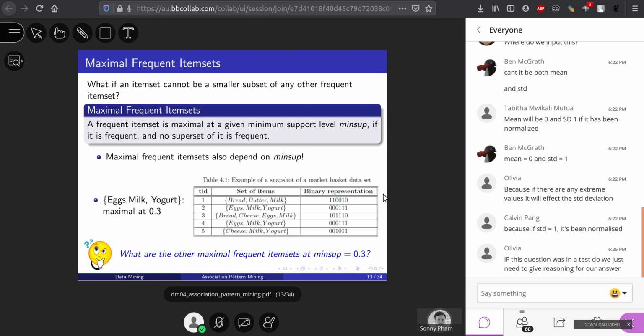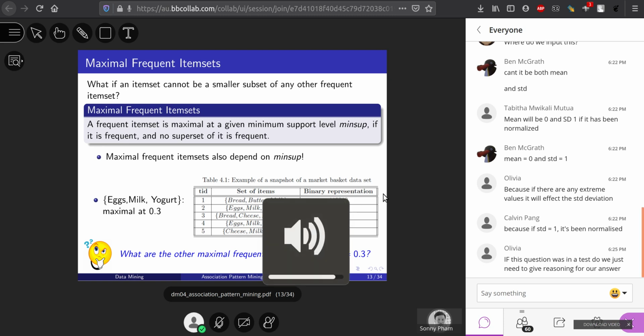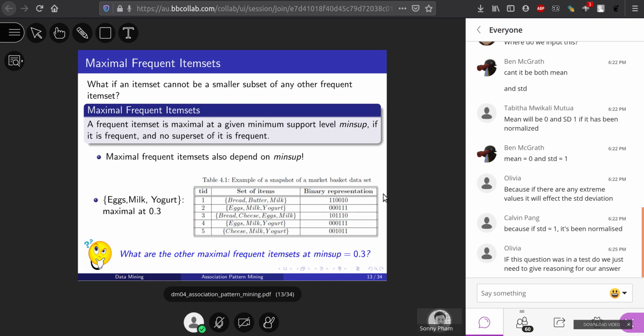So you have eggs, milk, and yogurt. My question here is: can you find other maximal frequent item sets at minimum support equal to 0.3? Has anyone looked at this question and got an answer?